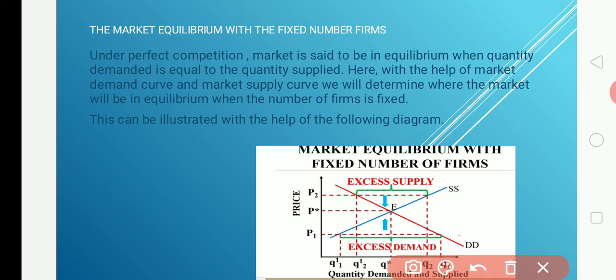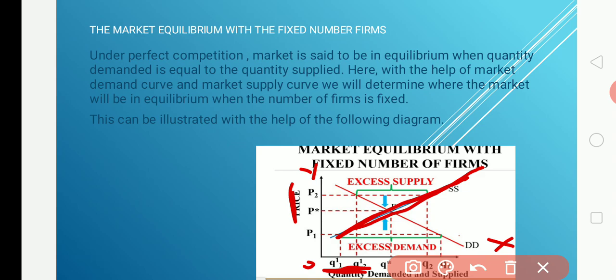Now, listen to this. This is the OY axis, which is indicating the price, and the OX axis indicating the quantity demanded, and the blue line which is showing the supply curve sloping upward from left to right. This is the supply curve.